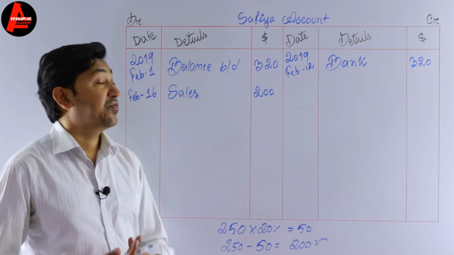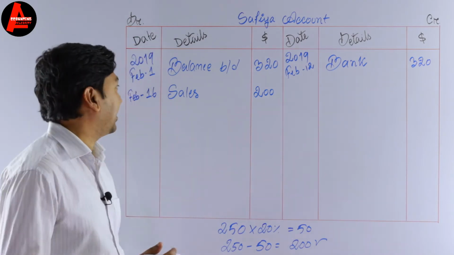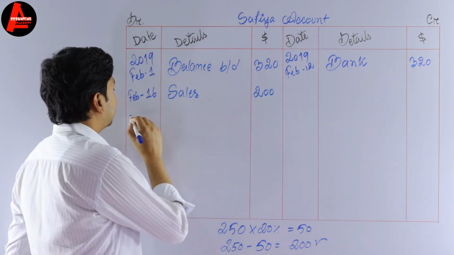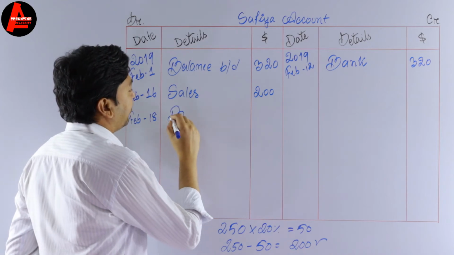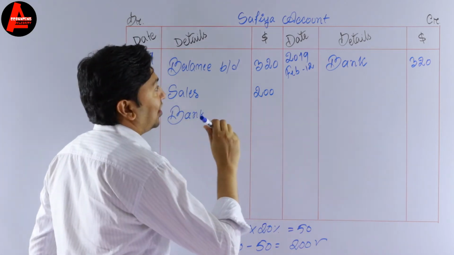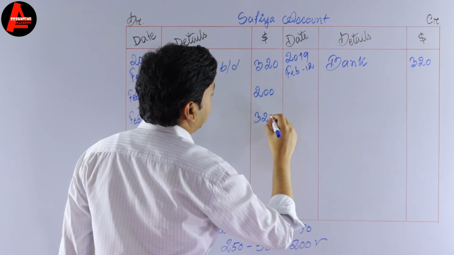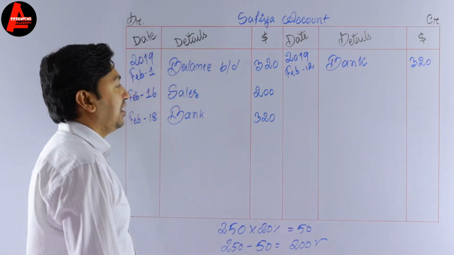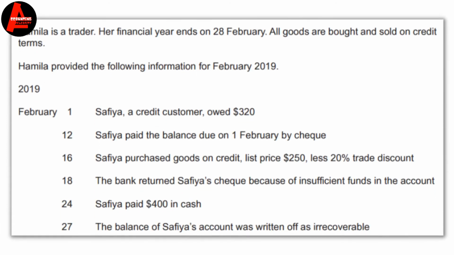Okay, so here Shafia is debit, so we will record on the debit side. So let us write a date first, February 18. So again we will write here bank, and same price, it was $320 check, so we'll write here $320. Okay, very good. What is our next transaction on the question?